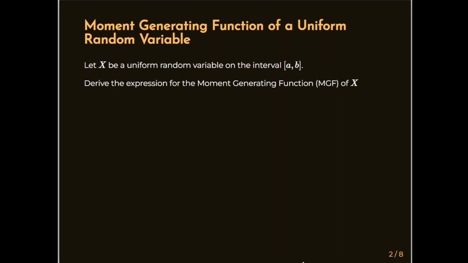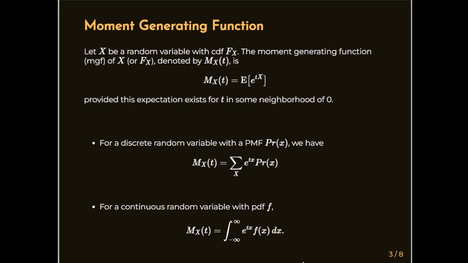Okay, straightforward enough. Now, just to recap on what a moment generating function is, let X be a random variable with cumulative distribution function F of x. The moment generating function (MGF) of X is denoted as follows: M_X(t), okay? And that is the expected value of the exponential of t times X. This is provided that this expectation exists for t in some neighborhood of 0. An important little caveat, but I'm not going to deal with it in this case. We're just going to look at the main formula and implement it.